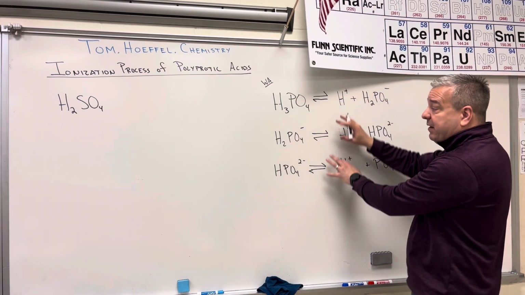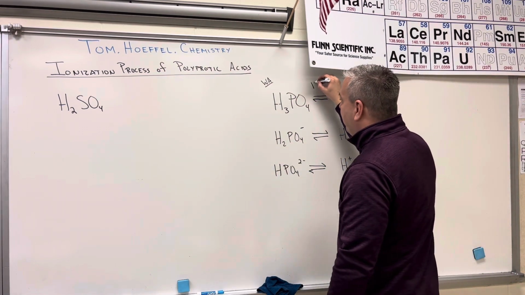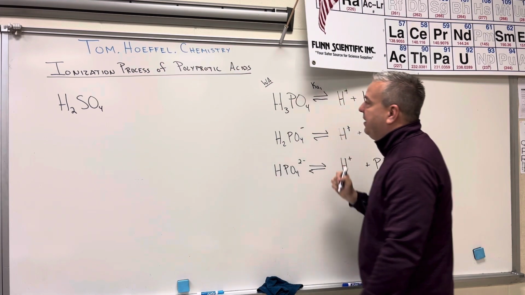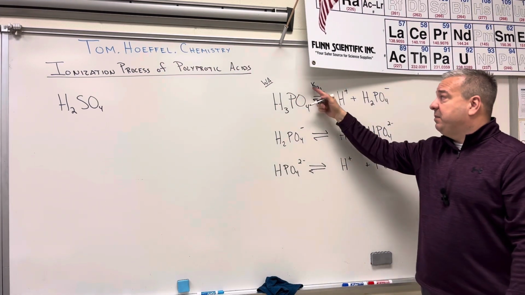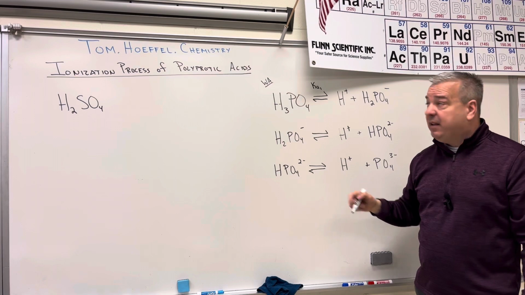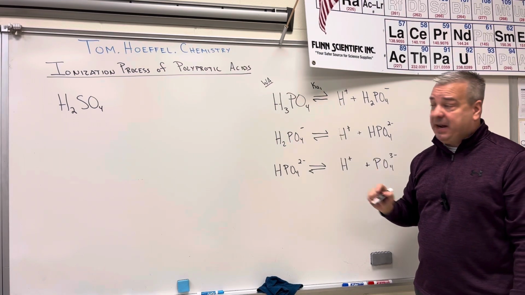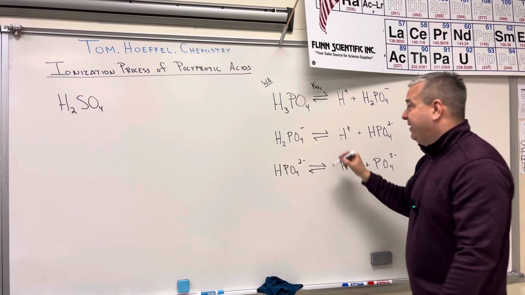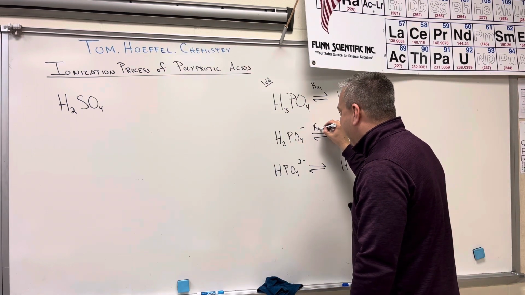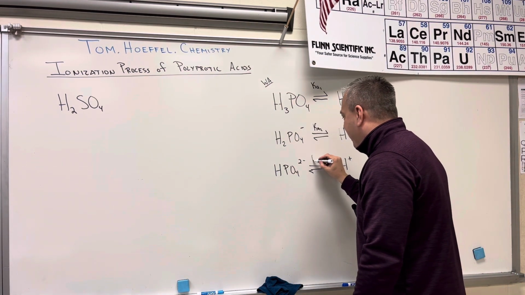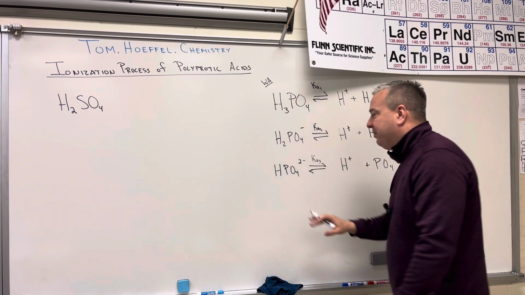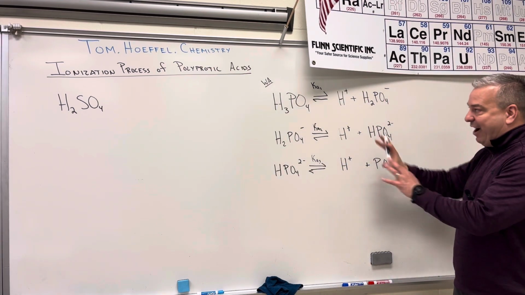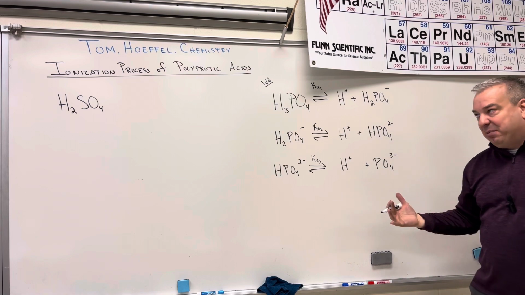Now, since we have 3 different equilibriums here, we're going to have 3 different equilibrium constants. The first one's going to be called Ka1. Remember, K stands for the equilibrium constant. A means it's an acid, and the 1 means the first proton, okay? Which would make this Ka2, okay? And this is going to be Ka3, okay? So that's kind of how it works with polyprotic acids.